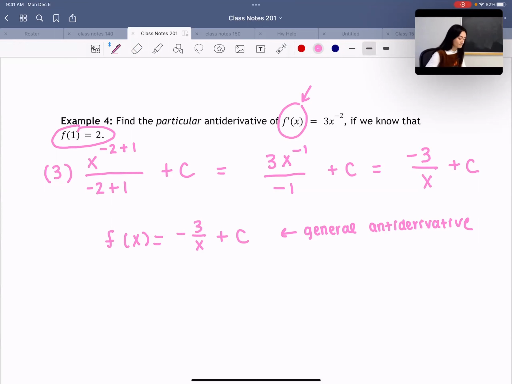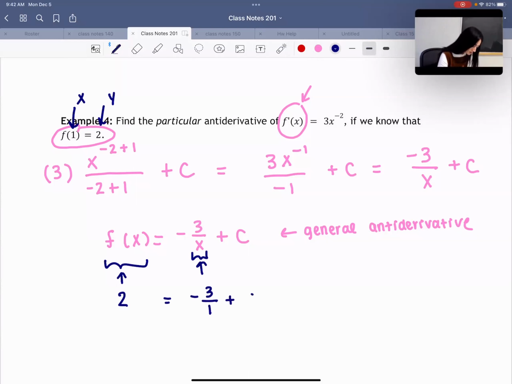So x equals 1, that's the equation equal to 2. Okay, good. So we know that f of 1 is 2. I know that 1 is an x value and 2 is a y value of my original function, right? So what I can do is I can literally just plug in 2 for y, and I can plug in 1 for x, right? So 2 equals -3 over 1 plus c. Does everyone kind of see how I did that? Good. Okay, so here I just plug in x equals 1 and y equals 2.